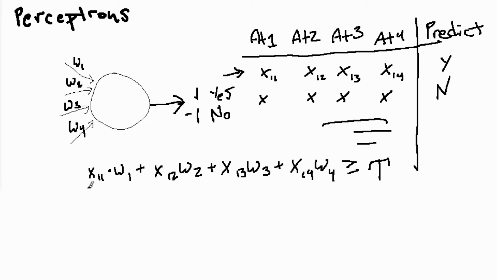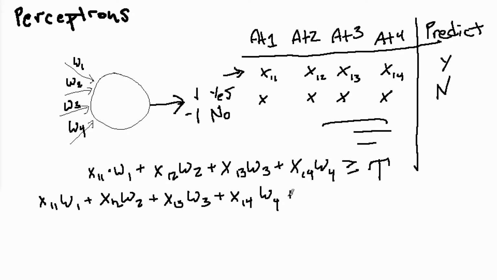So I want you to look at this equation over here, and note that this is actually the equivalent of saying X11 W1 plus X12 W2 plus X13 W3 plus X14 W4 plus -1 times t, and that's greater than or equal to 0.